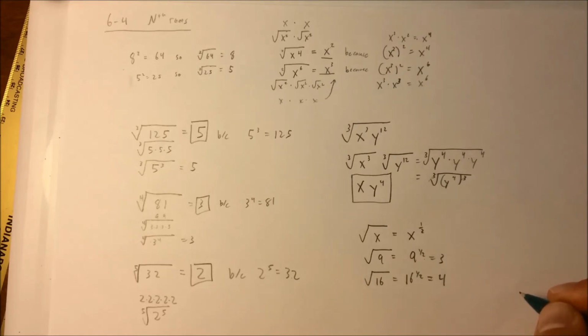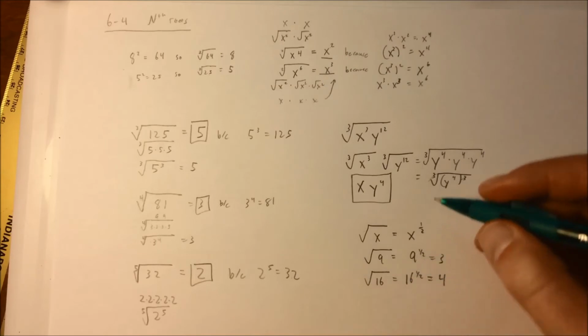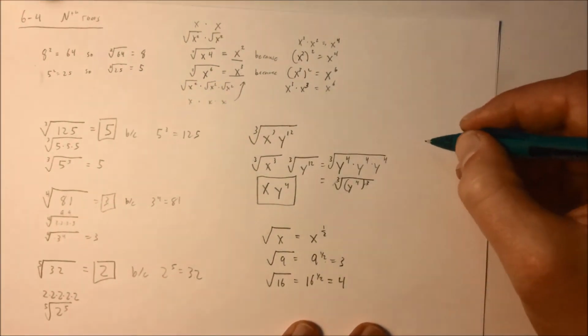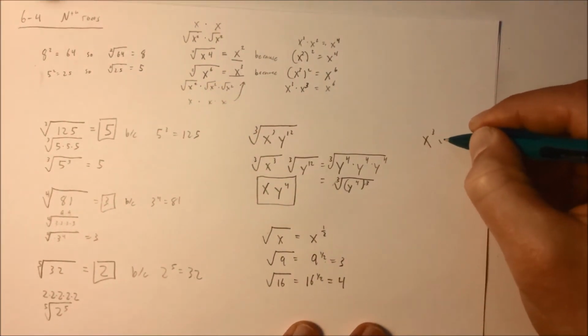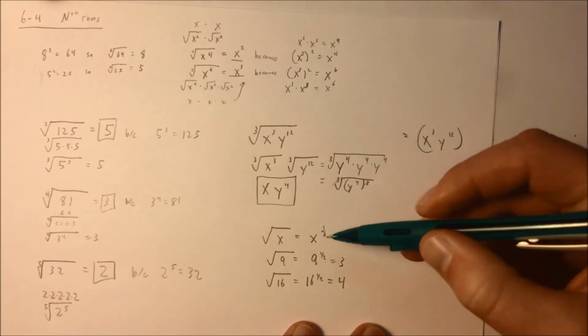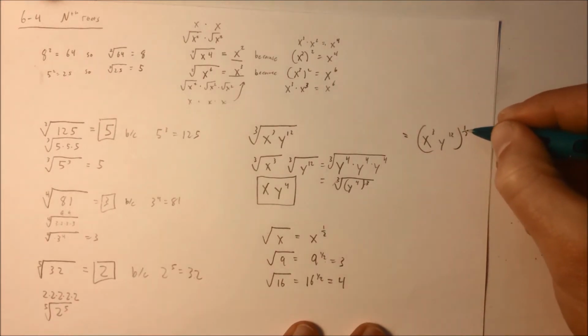So what you can do with these then is, if I get something like this problem up here, I can rewrite this as x to the 3rd, y to the 12th, in parentheses. Instead of the to the 1/2 power, this is going to be to the 1/3 power.